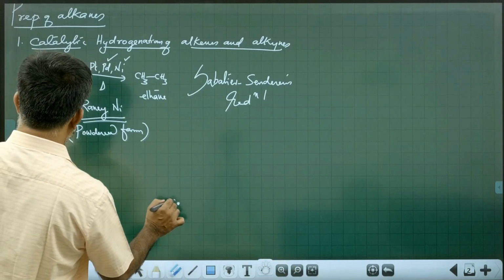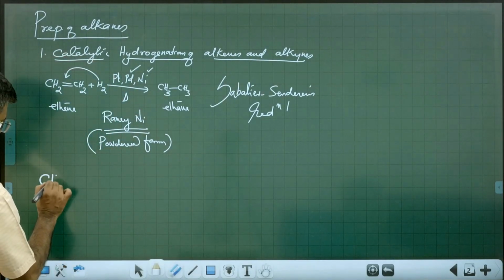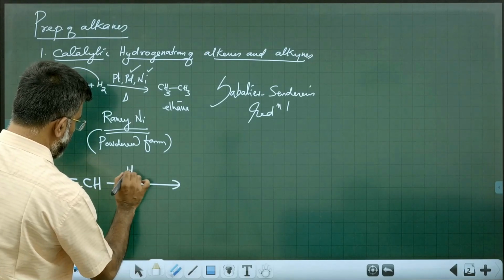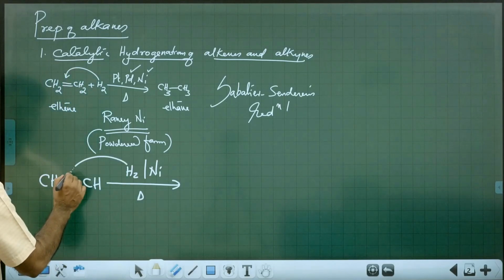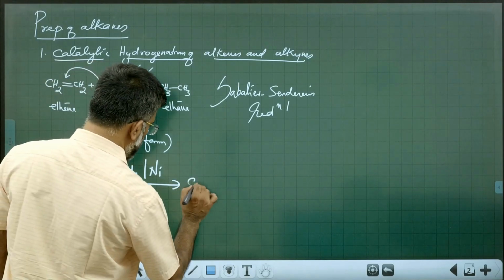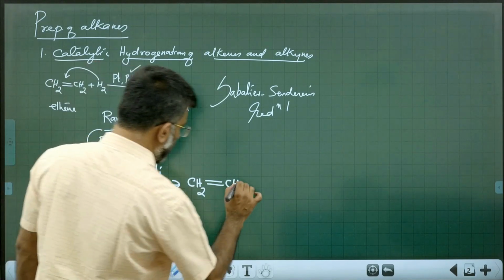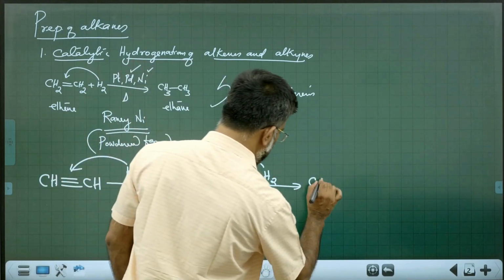Suppose I am taking ethyne. What do you get? Ethyne, CH triple bond CH. Hydrogen with nickel upon heating. You see, one hydrogen will be added and you get CH2 double bond CH2, and the reaction proceeds further.